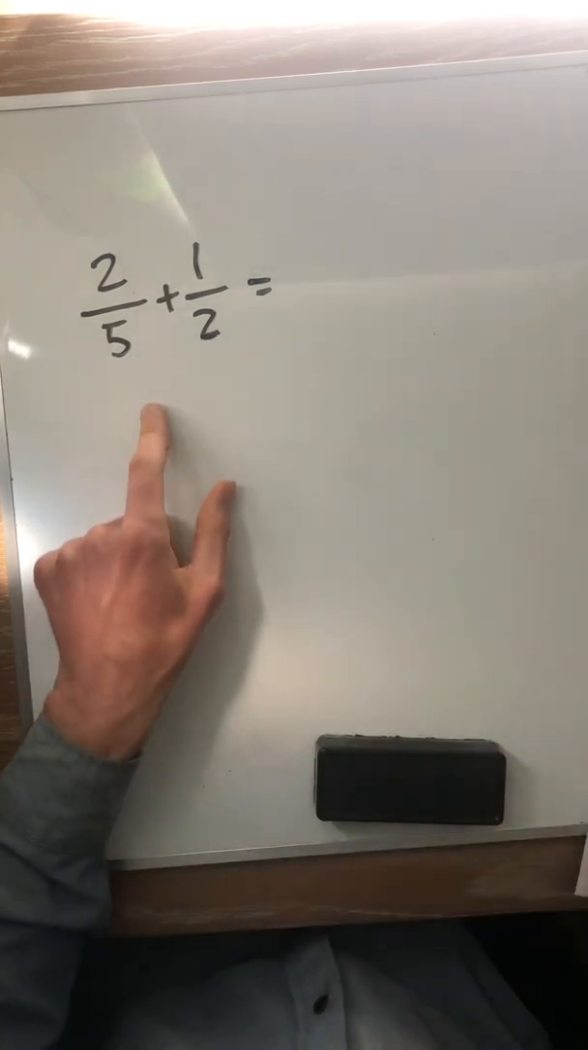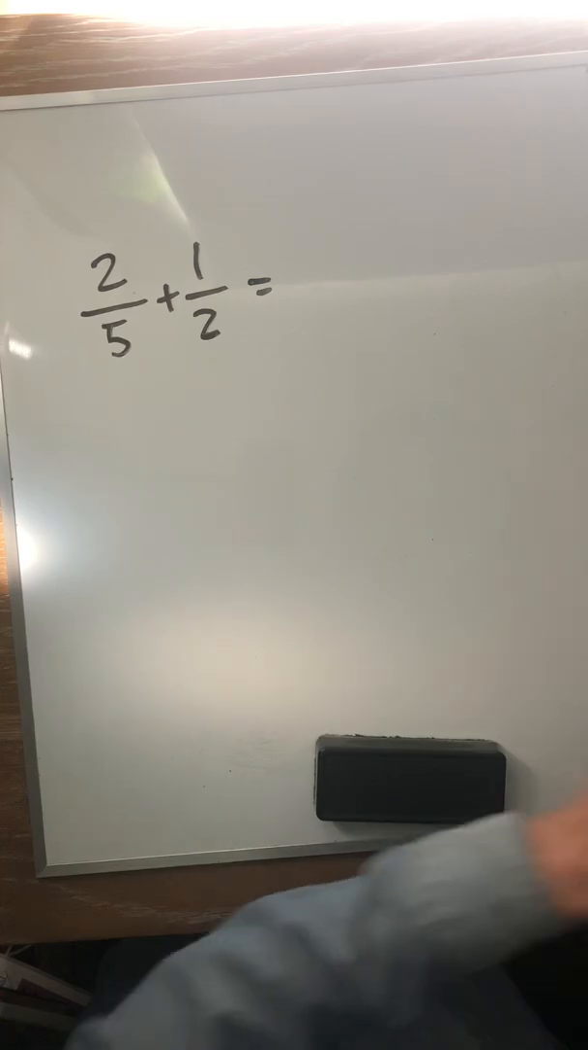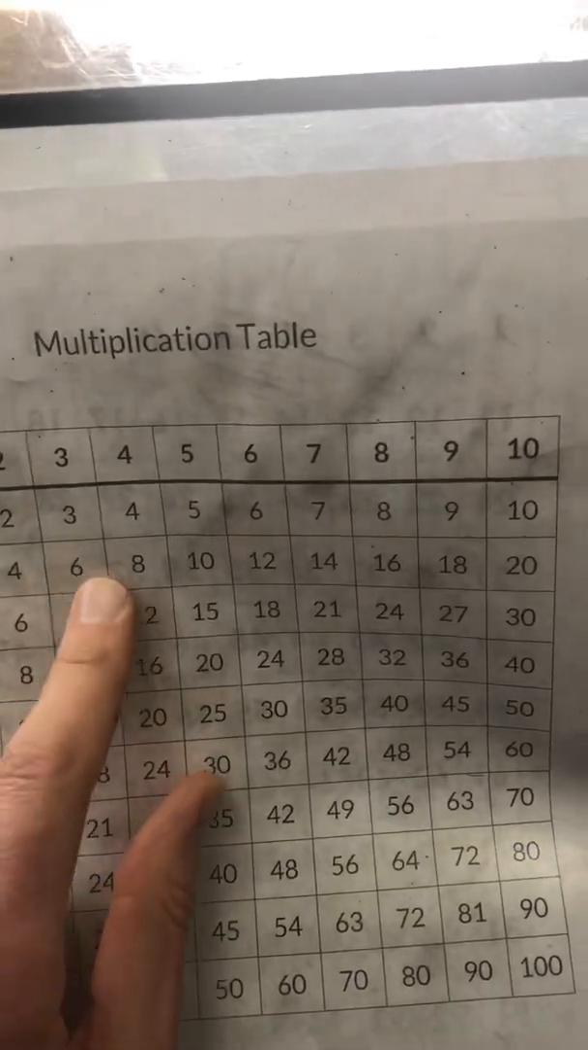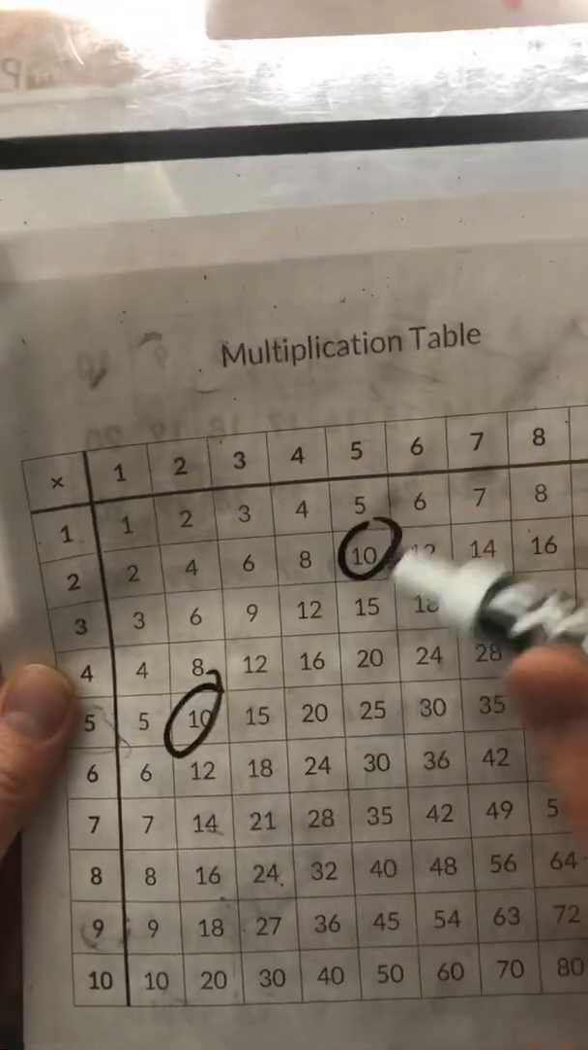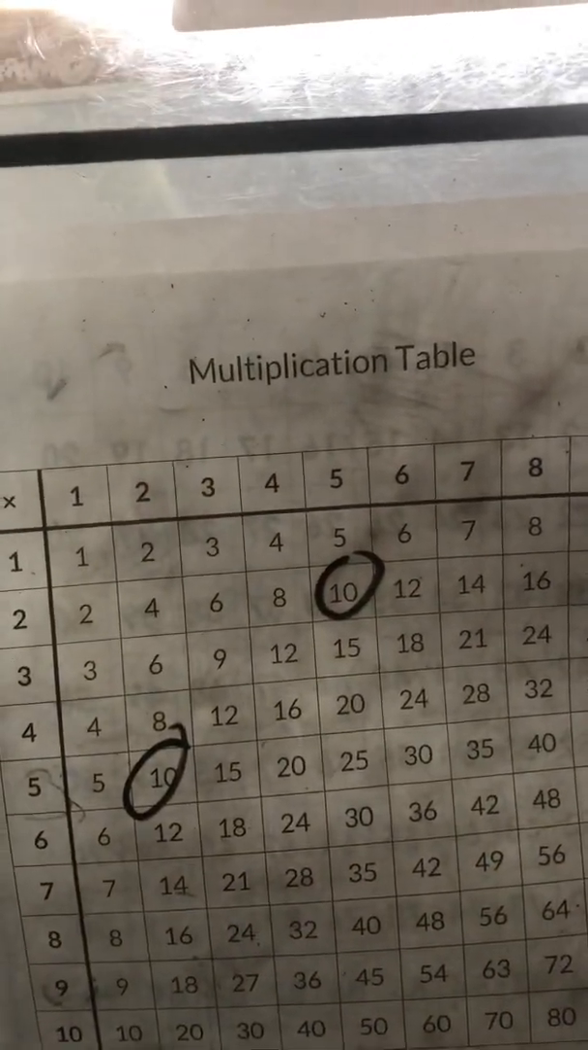Well, I could look at my multiplication table and say, okay, what do both 2 and 5 go into? Let's see. 2, 4, 6, 8, 10, 12, and then 5, 5, 10. Oh, I just saw 10 both times, right? So 2 goes into 10 and 5 goes into 10. So you could do that, where you just look at each one and just try to figure out which number they both go into.